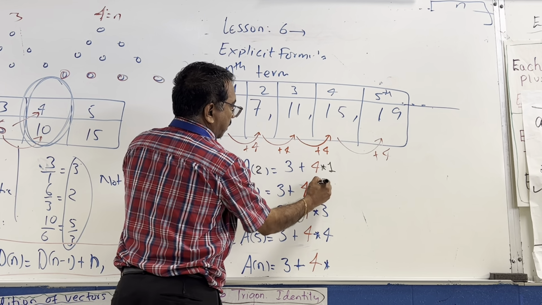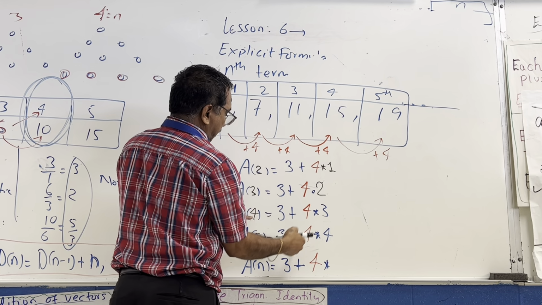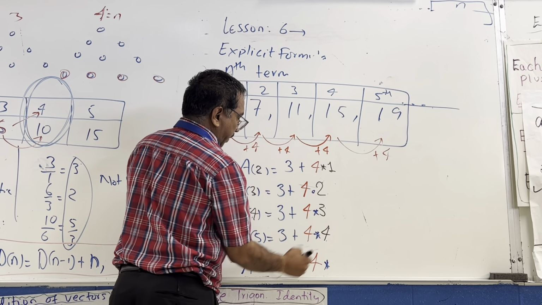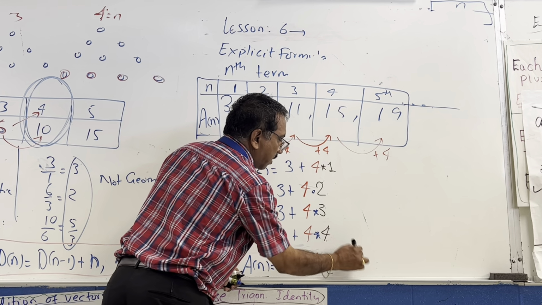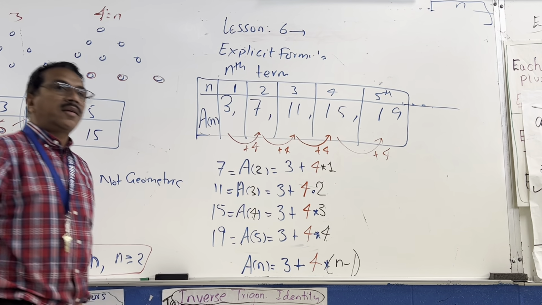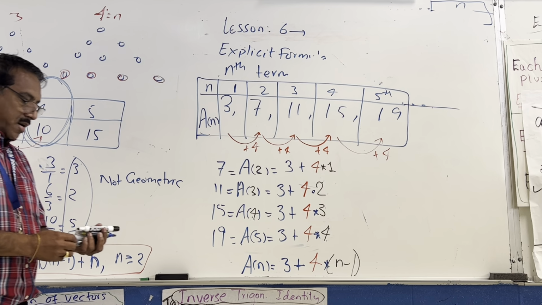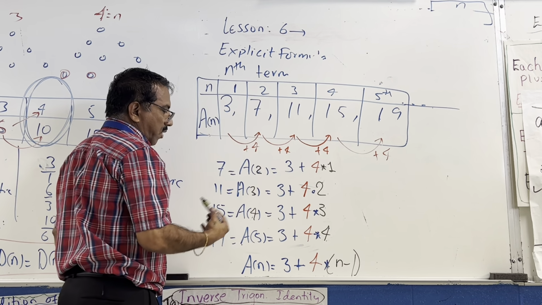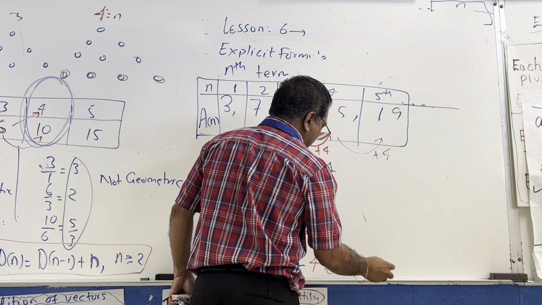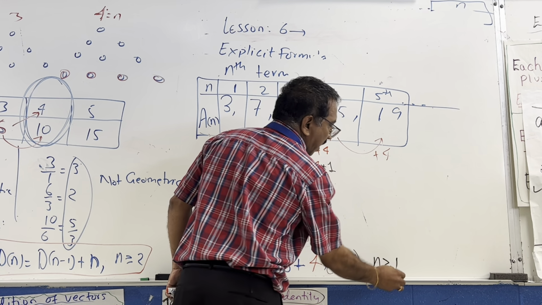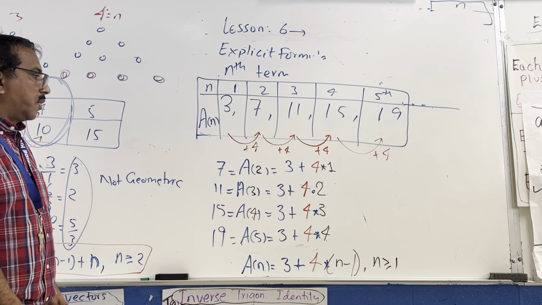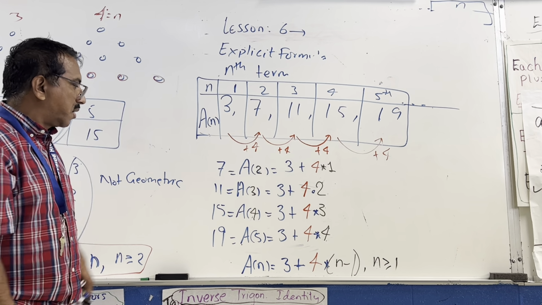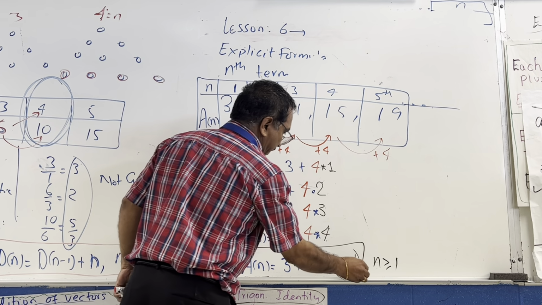So I want to show this. See, 3, then it is 1 less. If it is 4, it is 3. If it is 5, it is 4. If it is n, then it has n minus 1, and that's it. So that's the important nth term. What is this called? Explicit formula or nth term, and this is valid for n greater than or equal to 1, because that's where it starts. We have a beautiful equation.